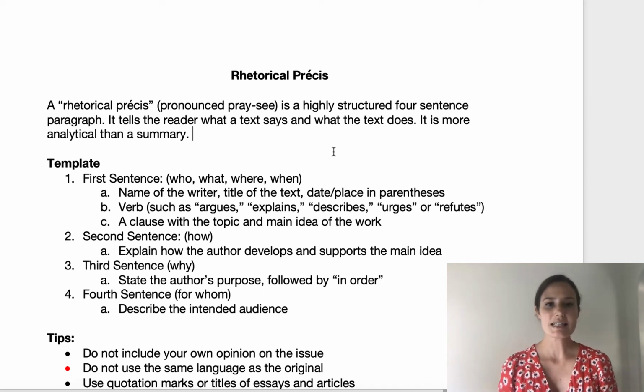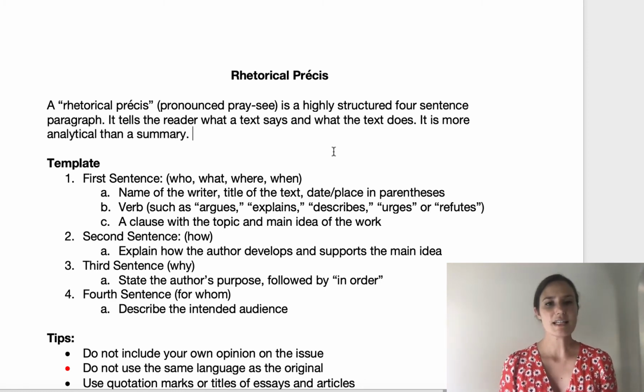For the second sentence, you're going to focus on the how. How is the writer conveying this message? So explain how the author or the writer develops and supports the main idea. So how is the text organized? Does the author start off by comparing and contrasting something and then bringing in academic sources and then bringing in data and then refuting counter arguments? Is it more of a narrative? How is the author conveying that main point?